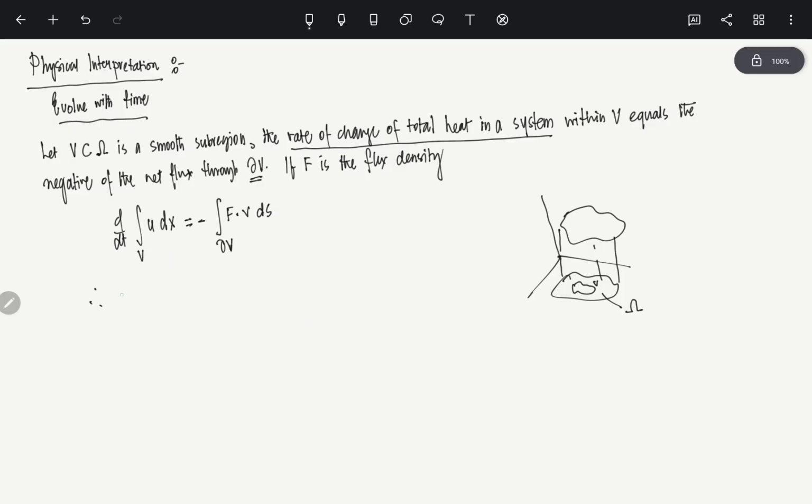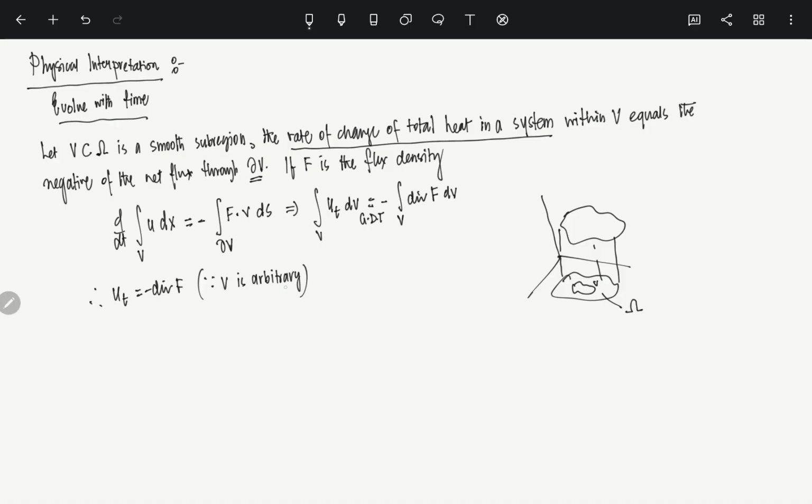Yes. Okay. So that will imply that the integral over V of u_t dV equals minus the integral over V of the divergence of F dV. Yeah, this is the Gauss divergence theorem. Clear? Okay, so if this is true, then that will imply u_t equals minus divergence of F, right? Now since V is arbitrary, this can hold for any V, so that is why this is true, right?